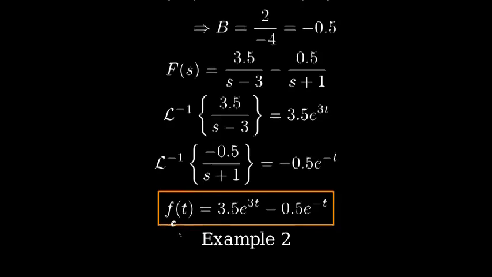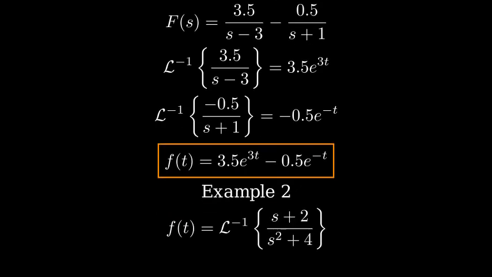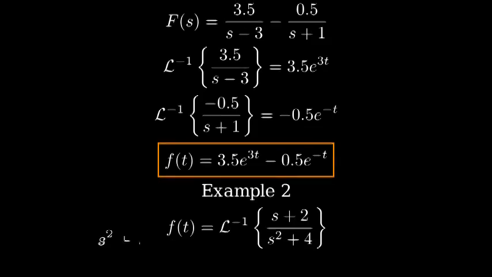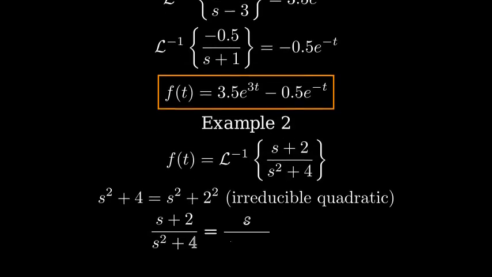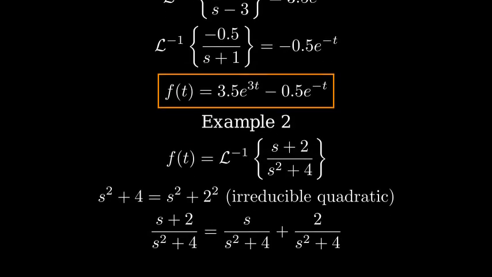We want to find the inverse Laplace transform of F of s equals s plus 2 divided by s squared plus 4. Looking at the denominator, we see that s squared plus 4 equals s squared plus 2 squared, which is an irreducible quadratic. Unlike our previous example, we can't factor this further. However, we can split the numerator to match our known transform pairs. We get s over s squared plus 4 plus 2 over s squared plus 4.